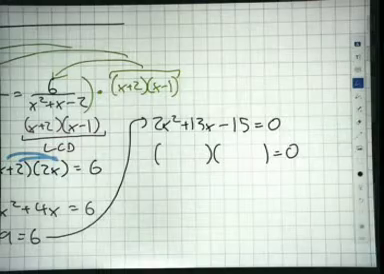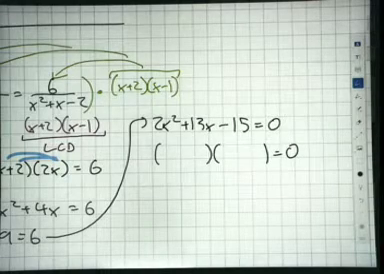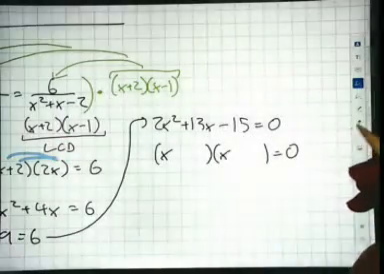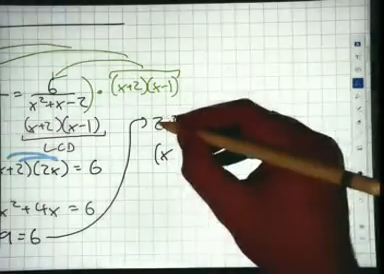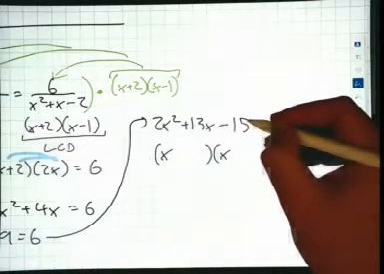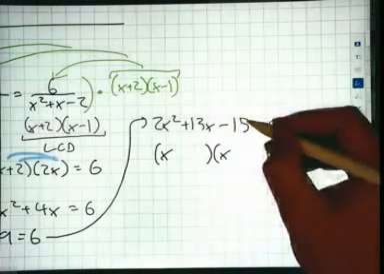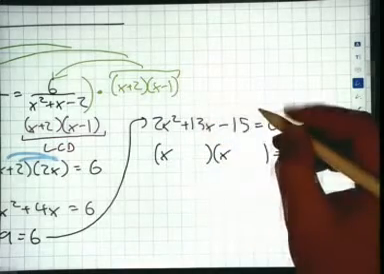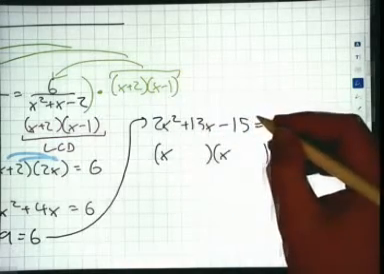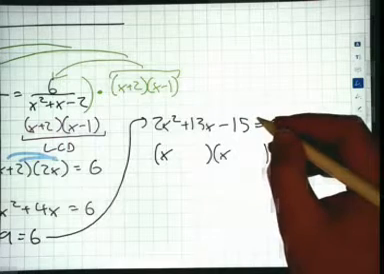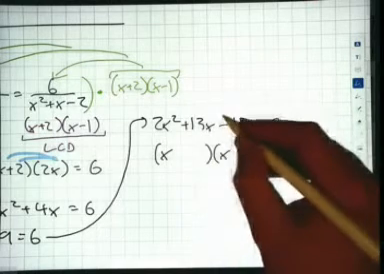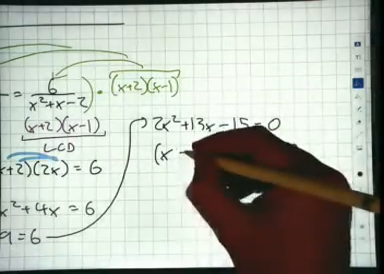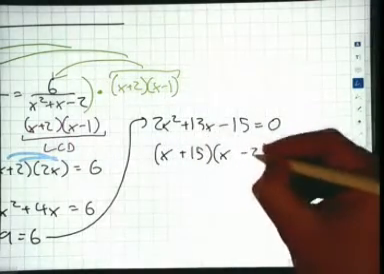If I use the AC method, I'll put my x and x right there. So I'm going to ask myself, 2 times negative 15 is negative 30. What are the factors of negative 30 that add up to positive 13? Oh, there we go. How about a positive 15 and a negative 2?